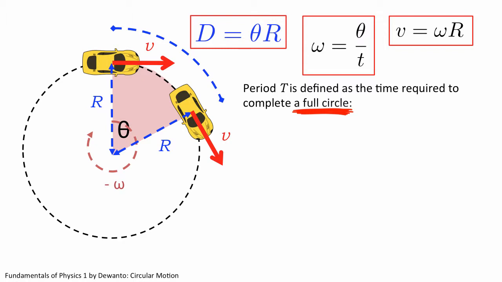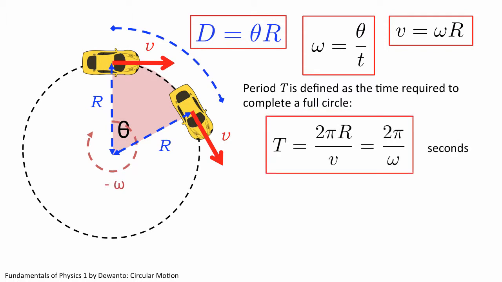Hence, still assuming the car to move at constant speed v, this period can then be computed as the circumference of the track, which is 2 pi r divided by the speed of the car. Or, in terms of angular speed, it is 2 pi over omega. The SI unit of period is of course the same as the SI unit of time, which is second.